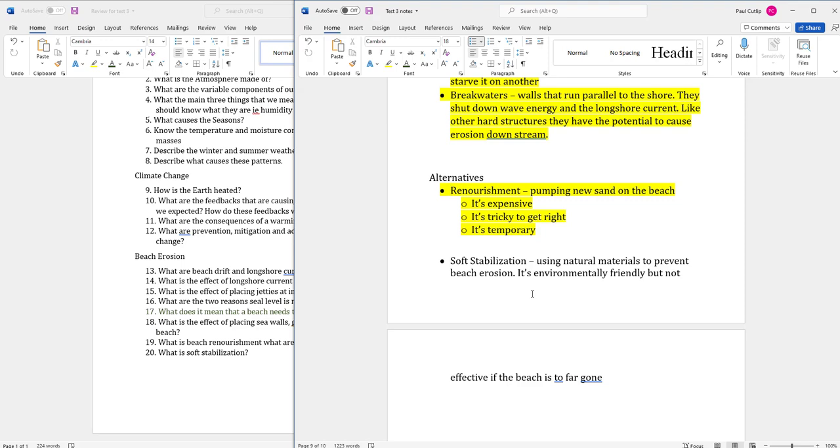It's tricky to get it right. It is an engineering thing. You need people who know what they're doing. It's not as simple as let's just pile up a bunch of sand on the beach. It is not that simple. Tricky to get it right, and it's temporary.